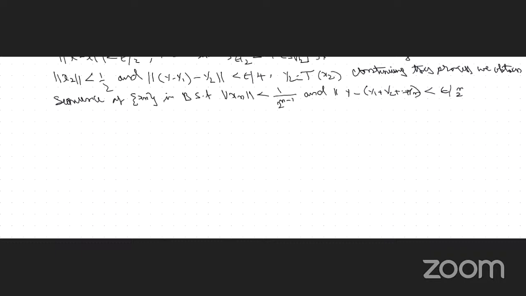Epsilon by 2 to the power of n, where yn equals T of xn. Let Sn equal x1 plus x2 plus so on xn.